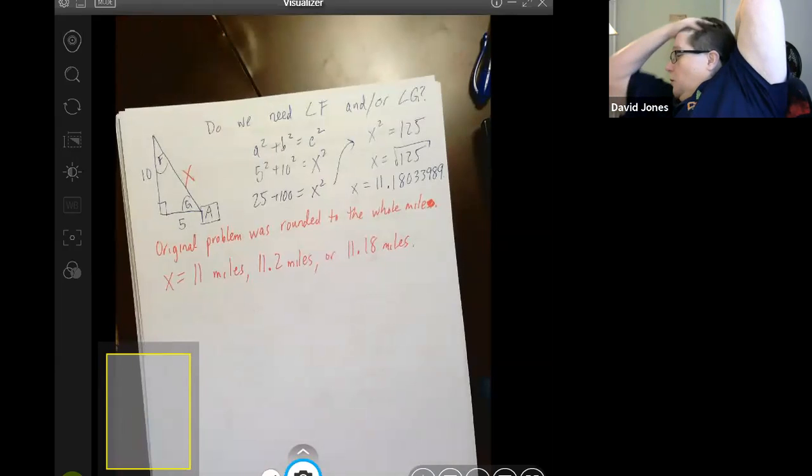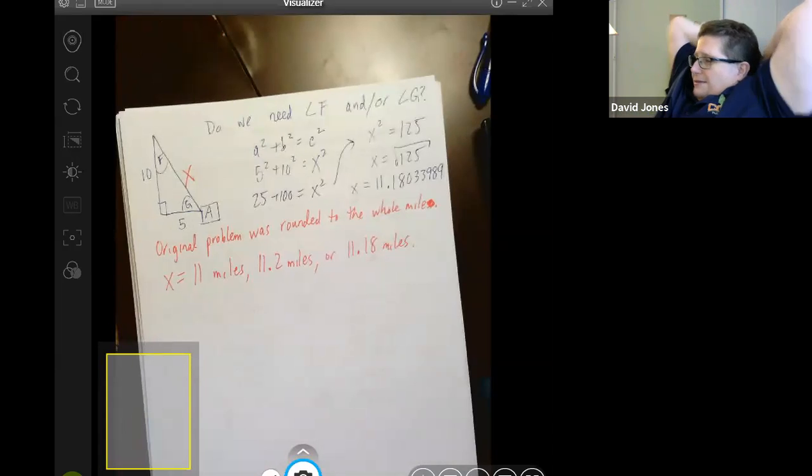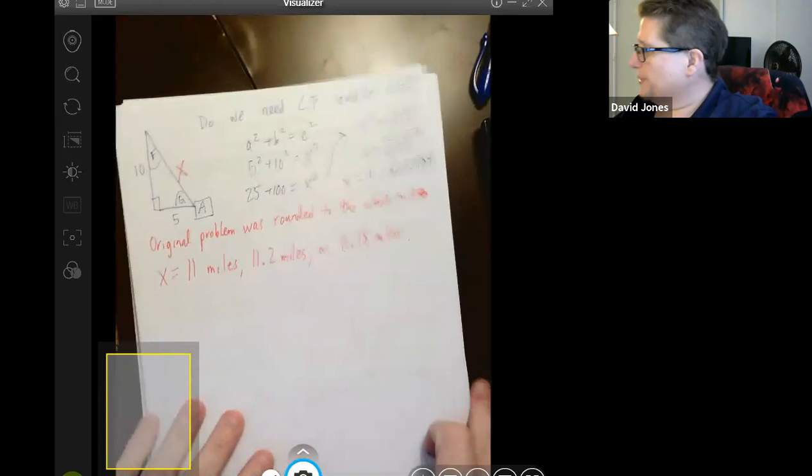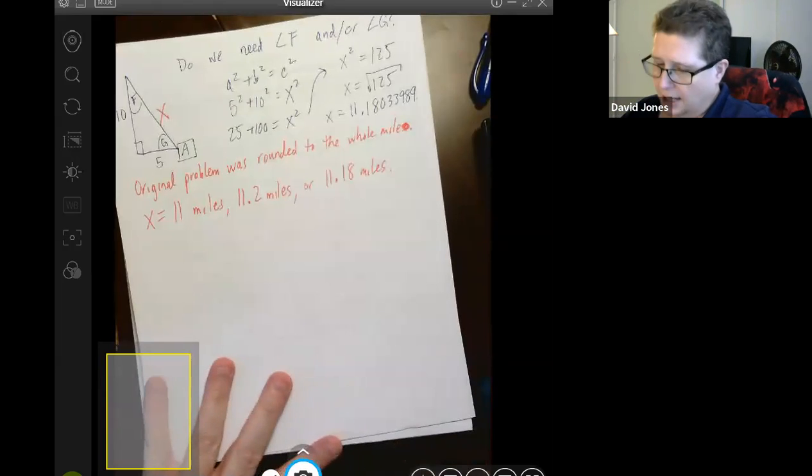All right, so let's do another example. I'll do it on this page. We'll get the artwork in here and we'll do the work on the next page.